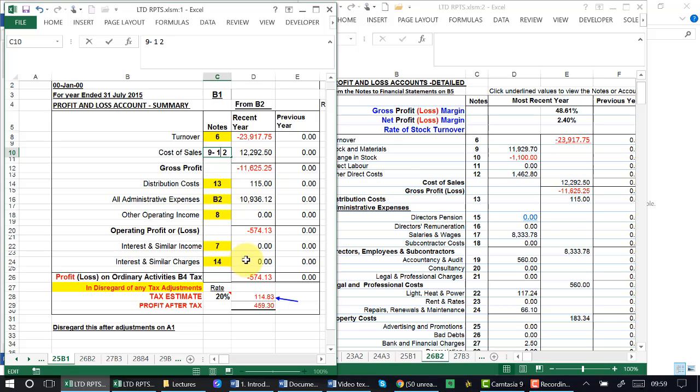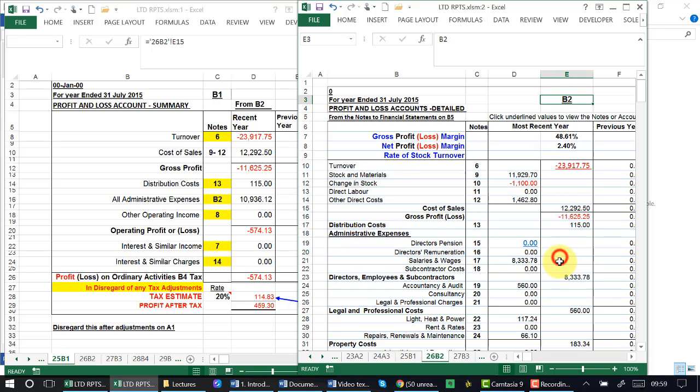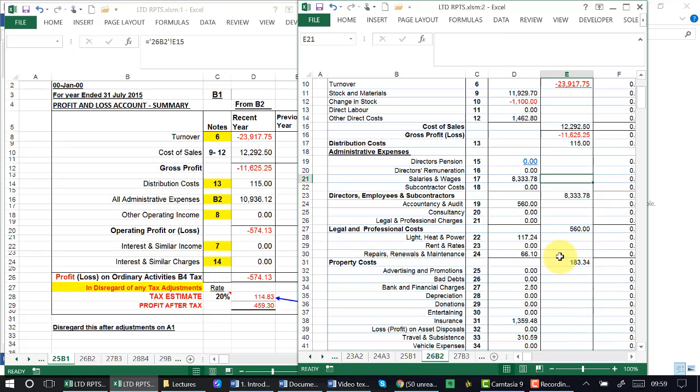So 1 and 2 there. Okay, so that's a 12, 9, 250 there. So cost of sales is the sum of nodes 9 up to 12, that one there. Now the next one, because I think this B2 is already done, which I think you're currently naming as B1. Please rename it to B2 as indicated up there for LTD.